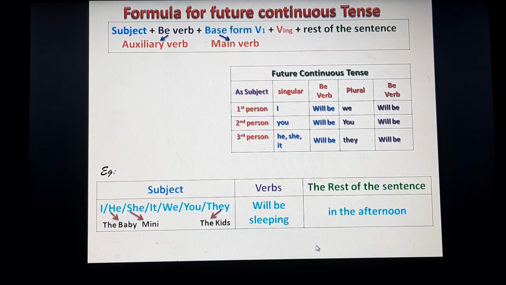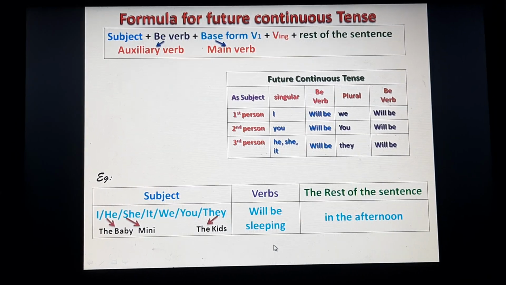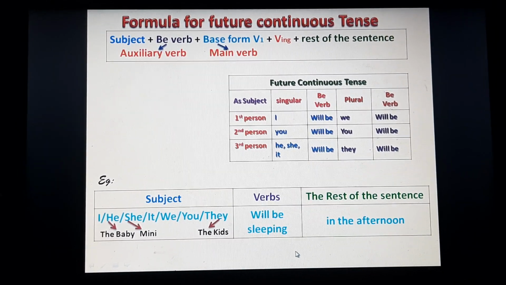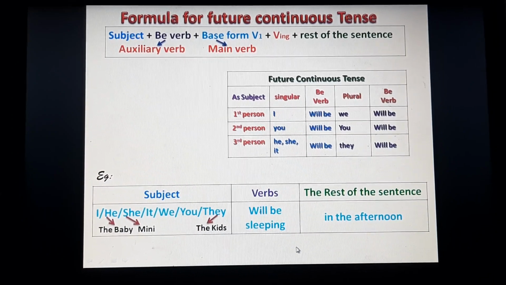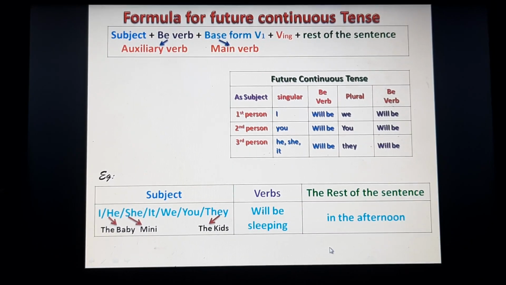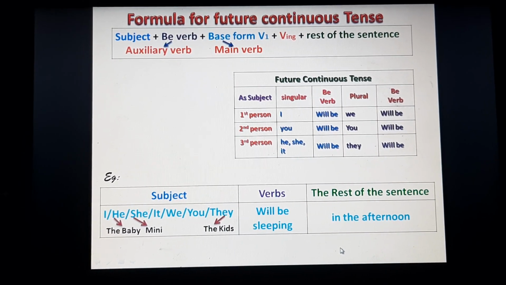I hope you have understood the future continuous tense, children, and the continuous tense as a whole. Go through the three videos over and over again so that you can get a better understanding of the continuous tense. I shall see you in the next class.